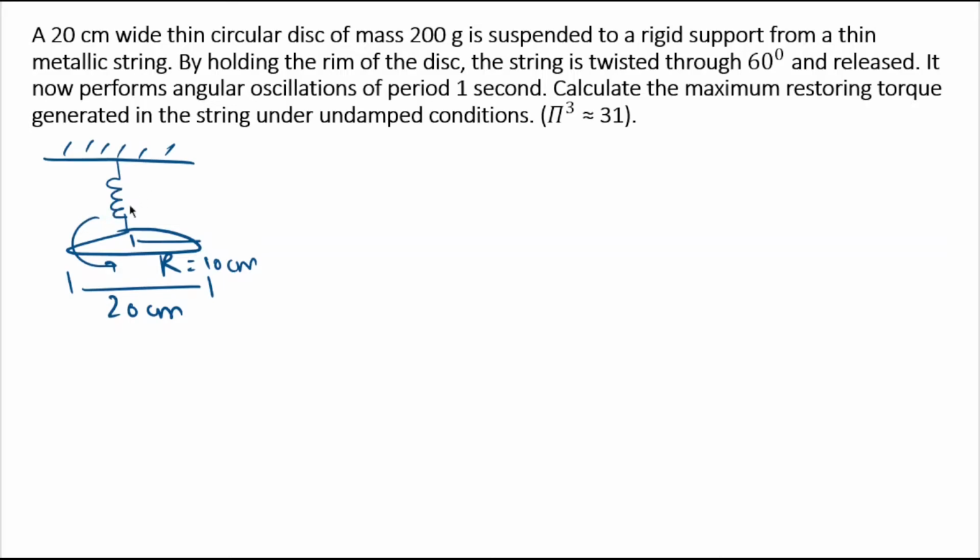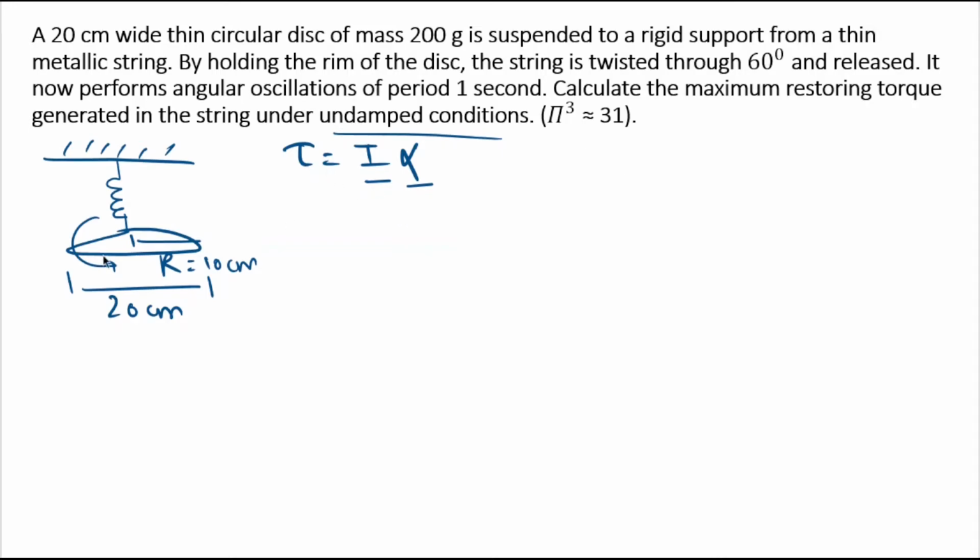It is twisted through an angle of 60 degree and left. So this will twist in the opposite direction when it is released and perform angular oscillations. They have said that we need to calculate the maximum restoring torque generated in the string under undamped condition. They have also given the value of pi cube, which we have to take approximately as 31. So we know that torque is given as tau equal to I alpha, where I is the moment of inertia and alpha is the angular acceleration. So let's calculate first I and then alpha, and multiplying both we will get the value of the torque generated in the string.